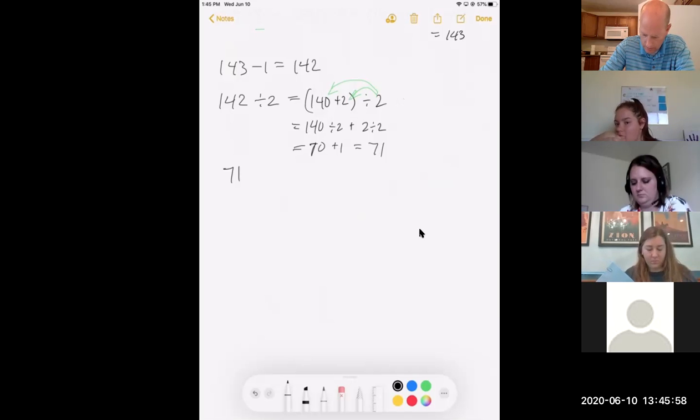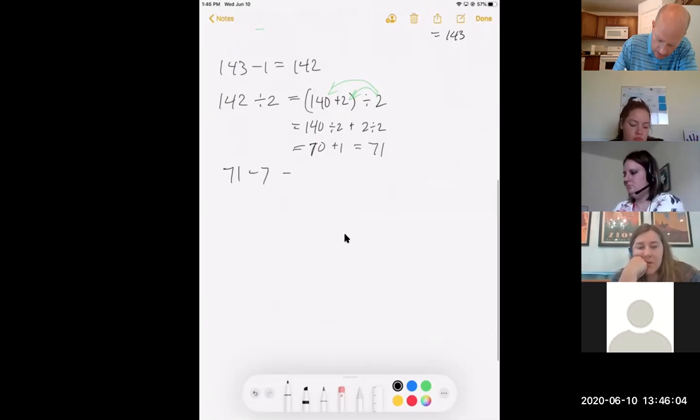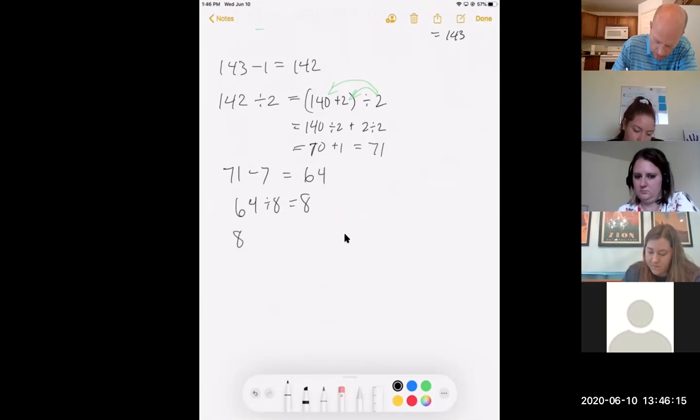Let's see, we have lots of operations here. So we divide it by 2, we're going to subtract 7. Okay, that one's going to be 64. And then we're going to divide by 8. That's 8. Then we're going to subtract 2. And then we're going to half that.